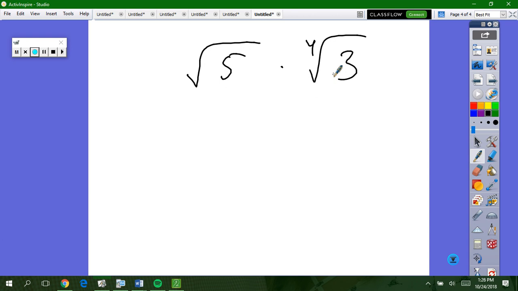Wait a minute. What is 5 being raised to? What power? To the second? Nope, I have 1/2, right? How do I do that? Oh, okay. This is 3 to the 1/4. Where does 2 and 4 meet up at?